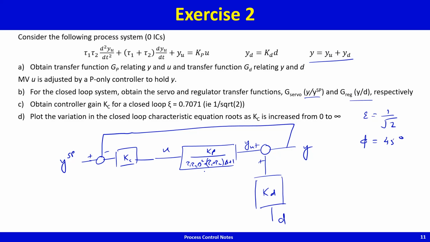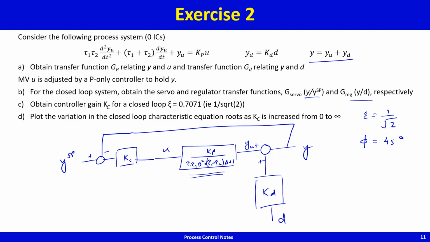and the characteristic equation is going to be second order because the transfer function is second order. The roots of the closed loop characteristic equation are such that the real part and the imaginary part are equal. That's what we are interested in.